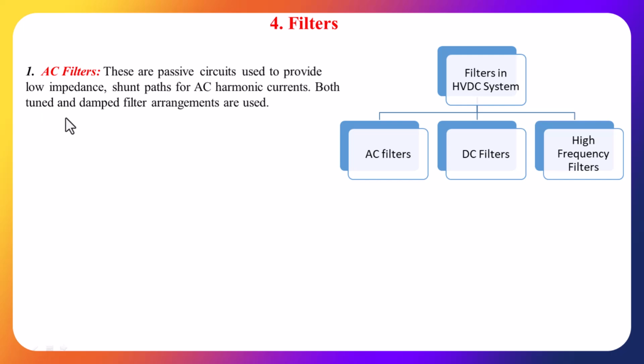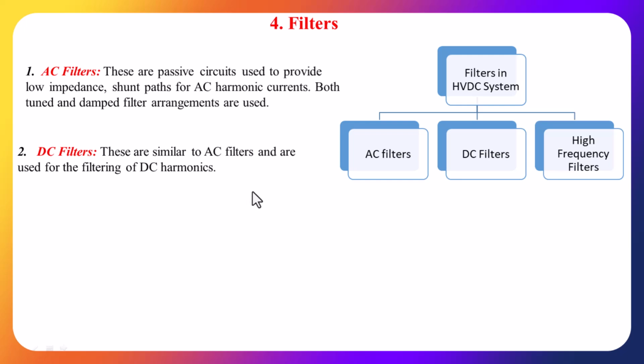Here, different types of AC filters are there. One is the tuned filter, where we tune the frequency of the filter to the frequency of the harmonic, so that the particular filter filters the particular harmonic. And the damped filter. These filters are designed for a band of frequency, so that that band of harmonics will be bypassed from the line. Next, DC filter. The DC filter is similar to the AC filter, but we use these filters to eliminate the harmonics on the DC side of the converter.